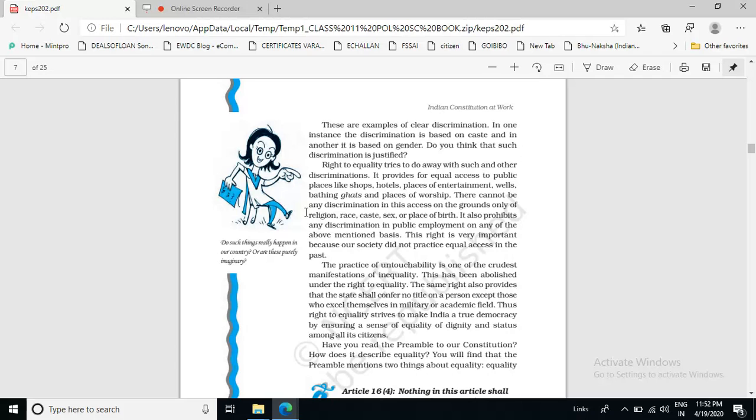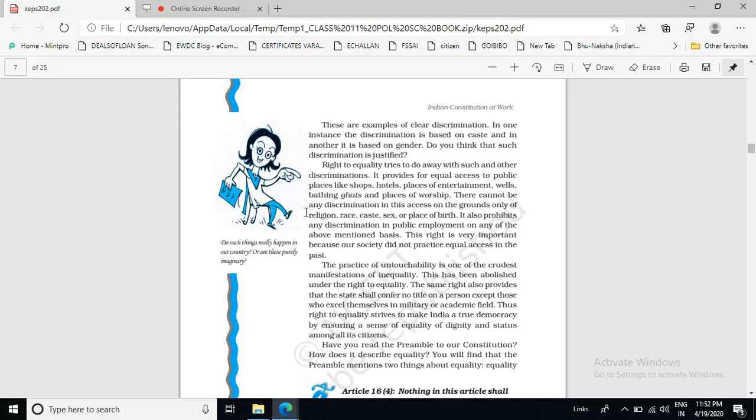So the right to equality is based on the principle that all are equal, and the state has no right to treat them unequally. The state is there to treat them equally, and this is very important to ensure the dignity of the people. We will lose our dignity if the state or any organization or any person discriminates against us on the basis of gender or caste or religion or anything.